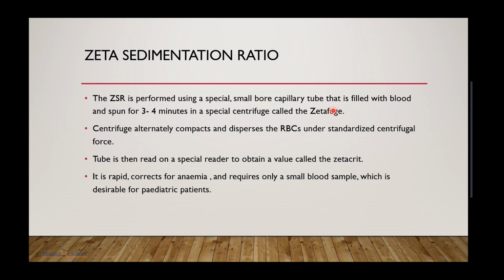And then the ZETA sedimentation ratio is calculated, which is equal to true hematocrit divided by the ZETA grid value which we obtain, into 100. It is rapid and it corrects for the anemia and requires only a small sample, so it is desirable for pediatric patients. This is a ZETAfuge machine.